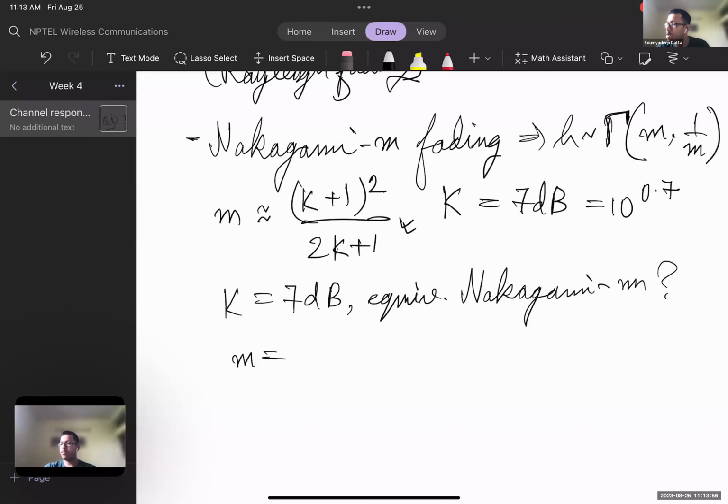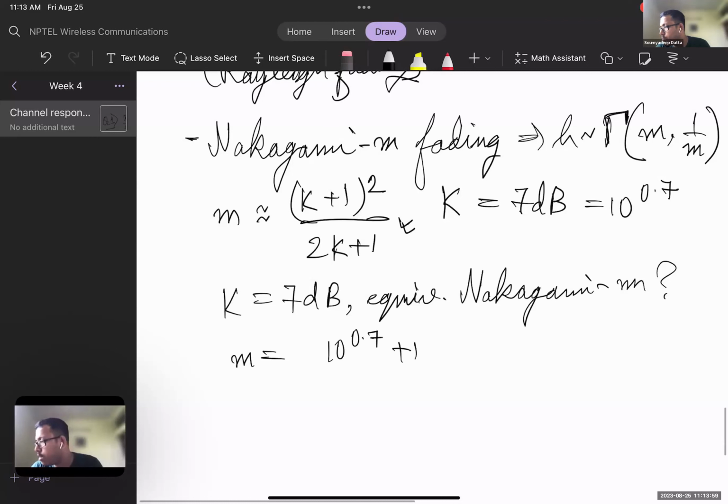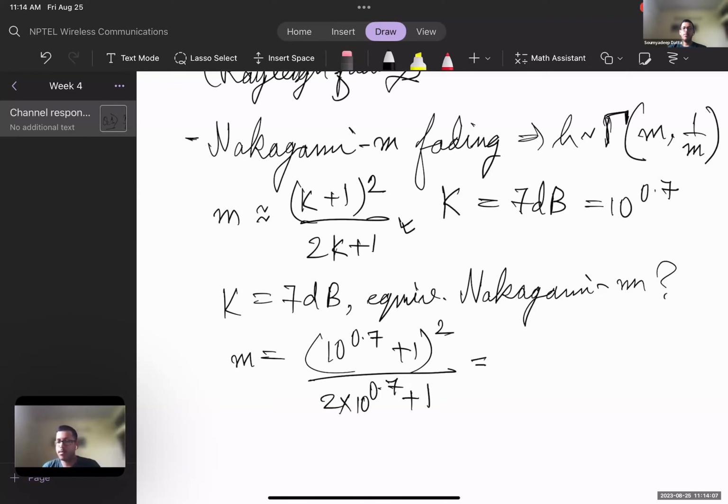So you just have to put (10^0.7 + 1)^2 divided by 2 into 10^0.7 + 1. That's all. So, fine. You can calculate and tell me. You will typically not get an integer value. You will get some decimal and you have to take the nearest integer. That's how you have to do. One key thing is that m has to be an integer. So can somebody calculate it?